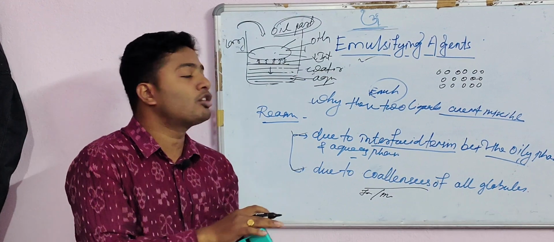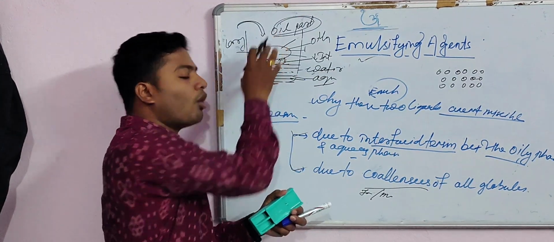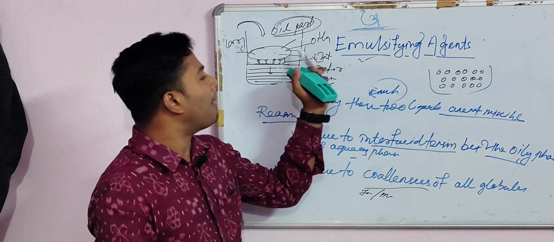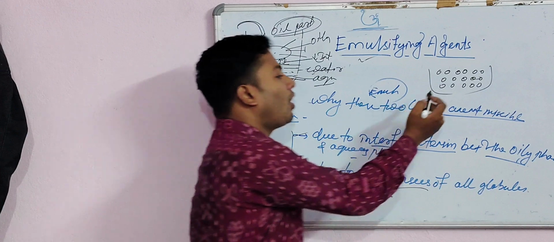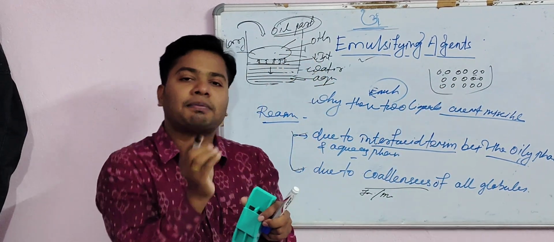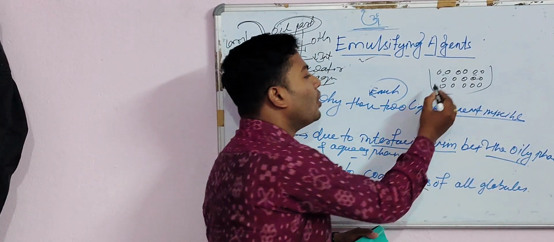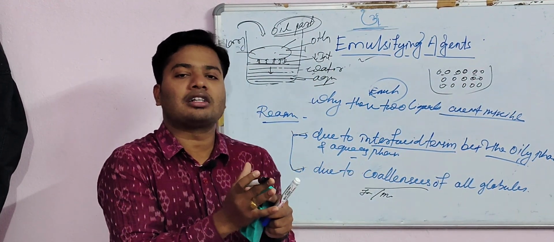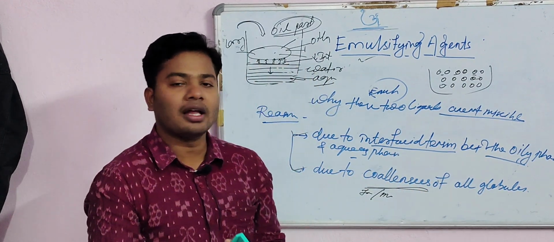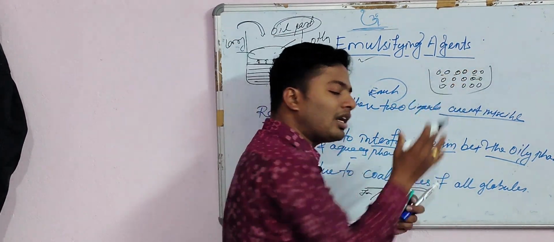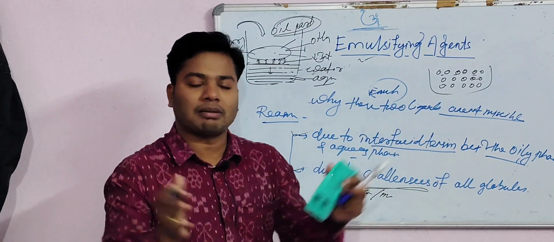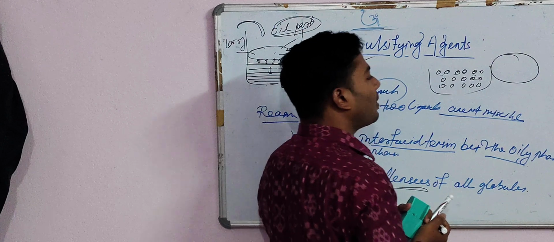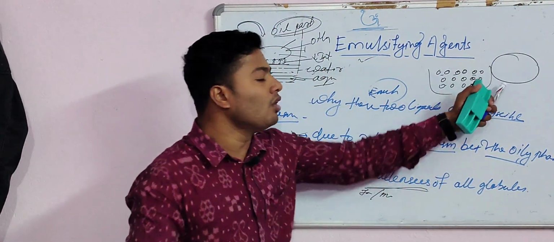After trituration properly, definitely these large globules are converted into small globules, but after some time all the globules recoalesce. So that is what coalescence means. When all the globules are merging or joining together and form a large mass of globules, definitely in that time it leads to separation of the phases.